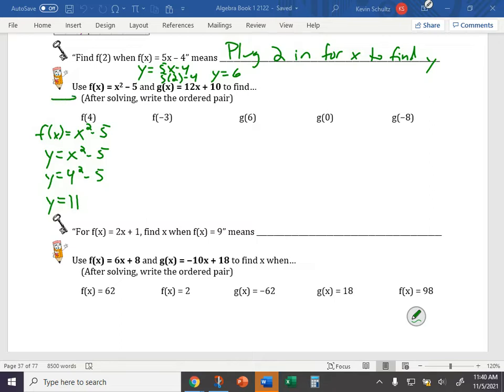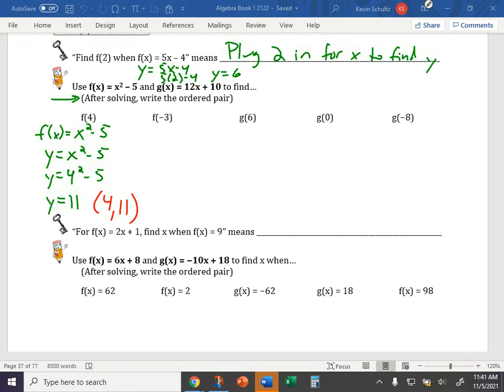And then this little note here, it says after solving, write the ordered pair. Since we were given a value for x and we solve for y, we can write that as an ordered pair, because an ordered pair is x, y, right? So our ordered pair for this one, when x is 4, y is 11. So what have we just done? We've identified an ordered pair (4, 11) that's part of that relation, y equals x squared minus 5. We know that that ordered pair is a solution to that equation. If we were to graph that equation, (4, 11) would be a point on the graph.